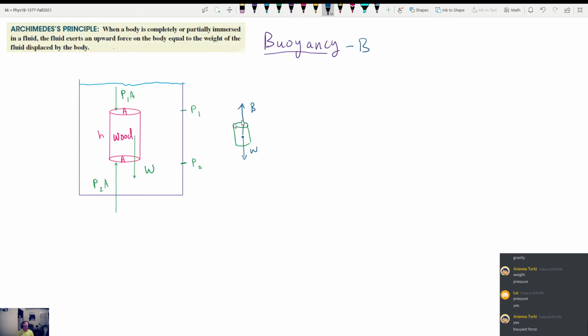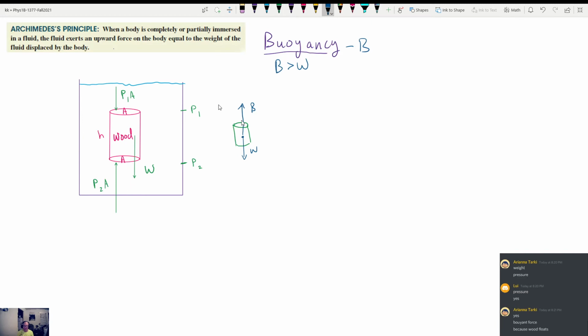Yeah, the buoyant force. And how do you know it has to be bigger? How do we know that B is greater than W in this case? Because it's going to come back up. Yeah, because we know wood floats. Exactly, 100%. Wood floats. It's going to come back up, exactly.